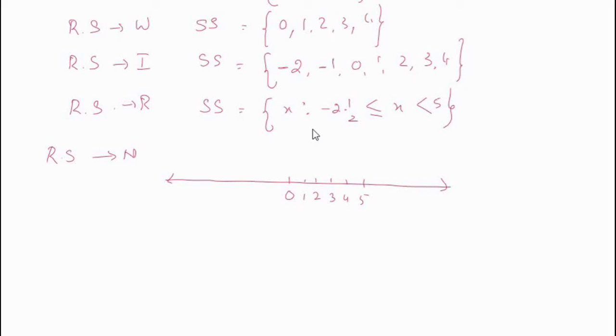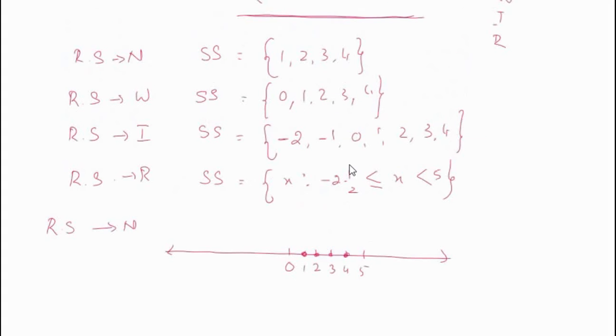What numbers does it contain? So x is greater than minus 2.5, but x is a natural number, so it starts from 1. We need to ignore the lower values. It starts with number 1, then 2, then 3, then 4. So that is here: 1, 2, 3, 4. These are part of the solution. It is less than 5, so 5 is not included. This is when the replacement set is natural numbers.